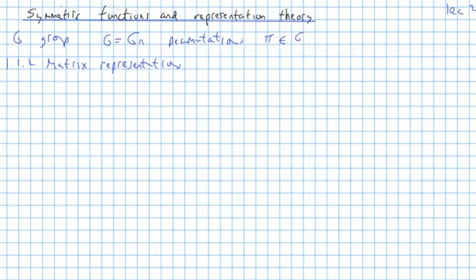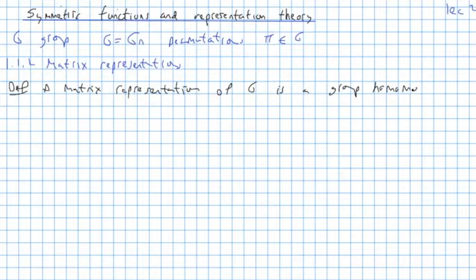Okay, so let's remember the definition. A matrix representation of the group G is a group homomorphism X from the group to the set of D by D invertible matrices. So I guess this is a matrix representation of degree D. So what does it mean to be a group homomorphism?